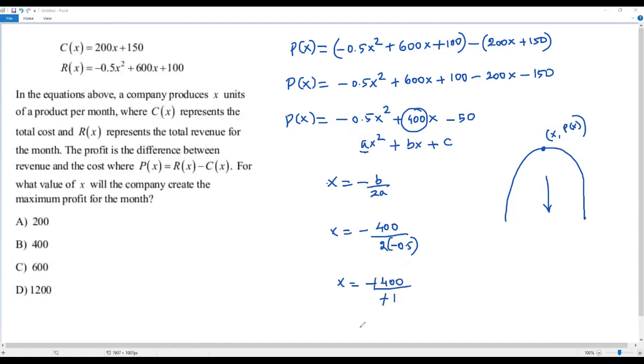Here this negative will cancel. I am getting x equals 400. This 400 is the x coordinate at the vertex, and when x equals 400, the profit P of x is maximum, and we find this value 400 in answer choice B. The correct answer choice for this question is B.